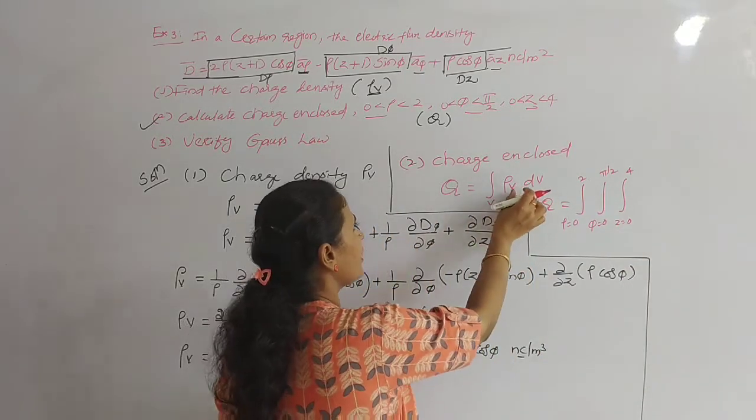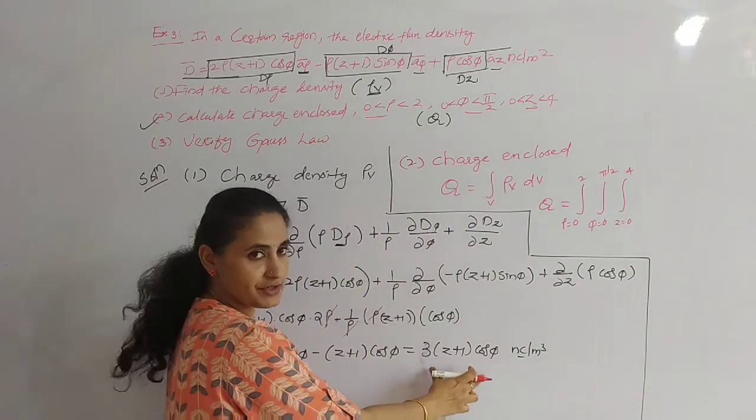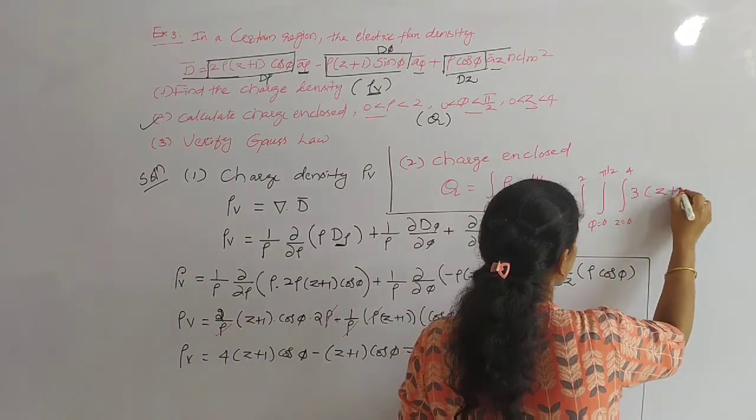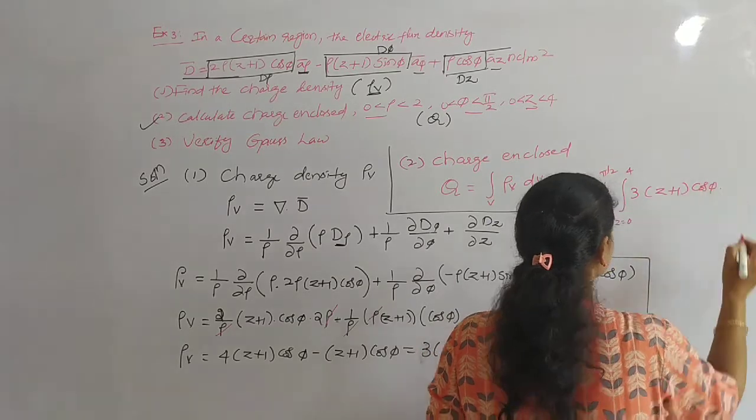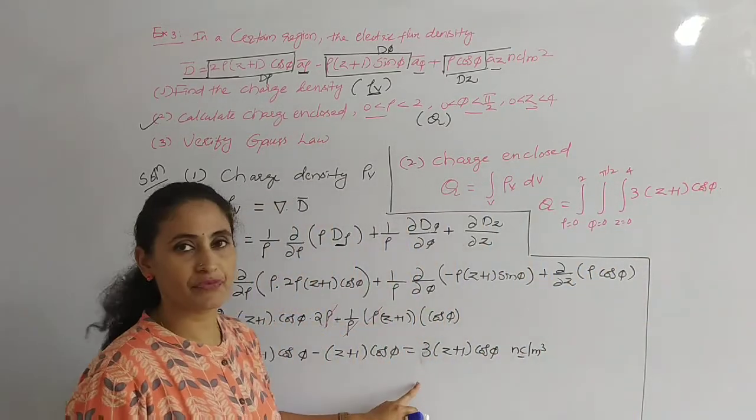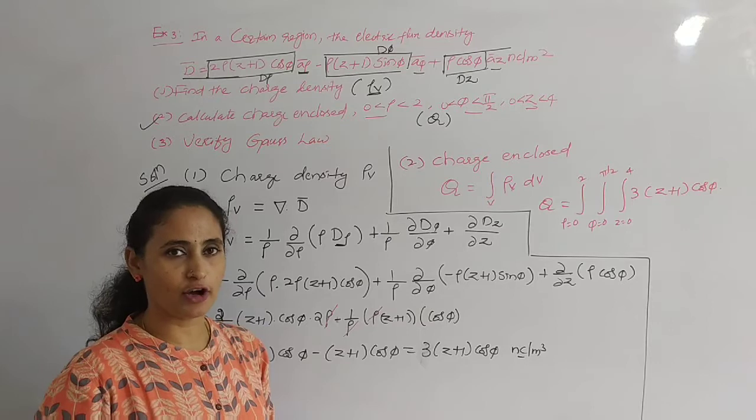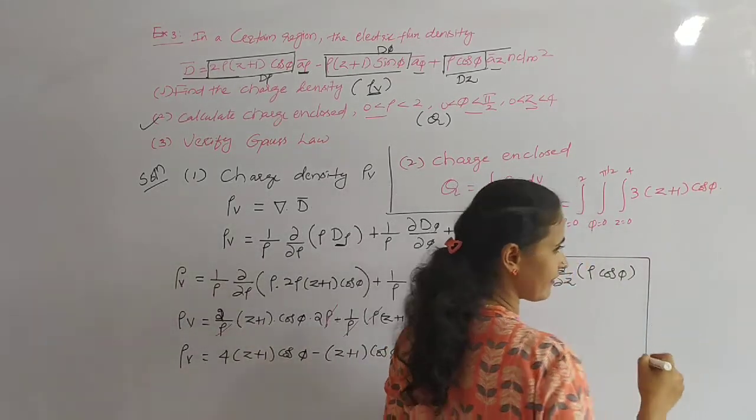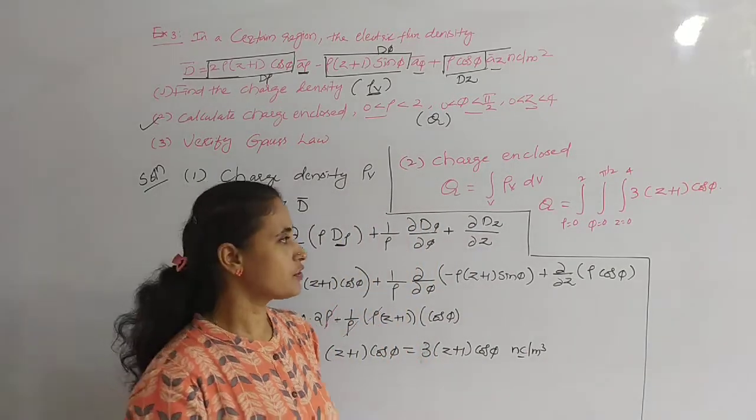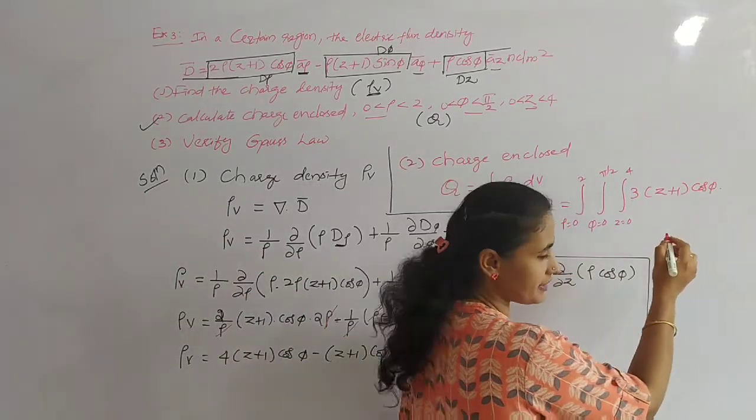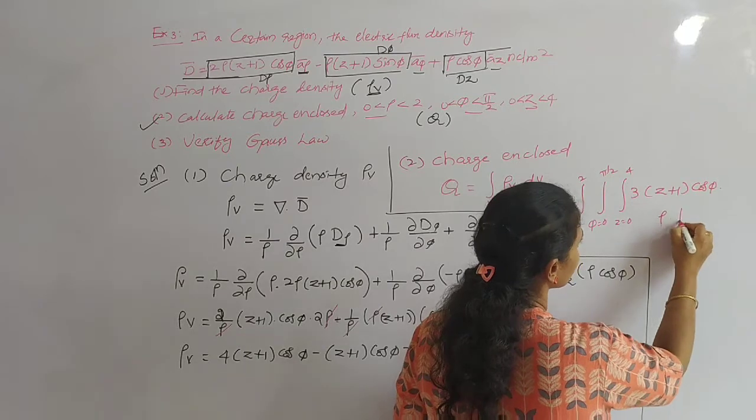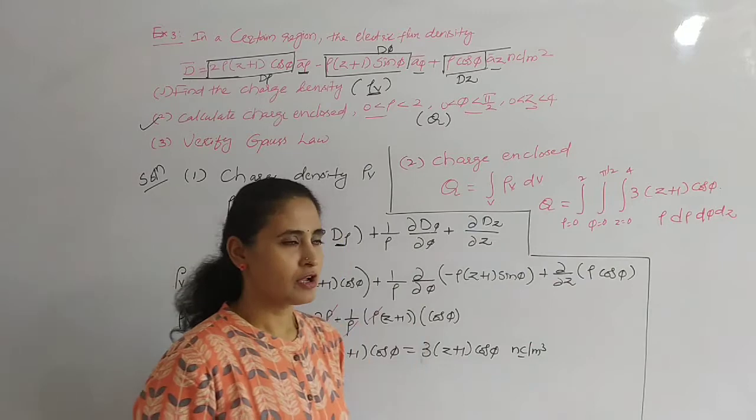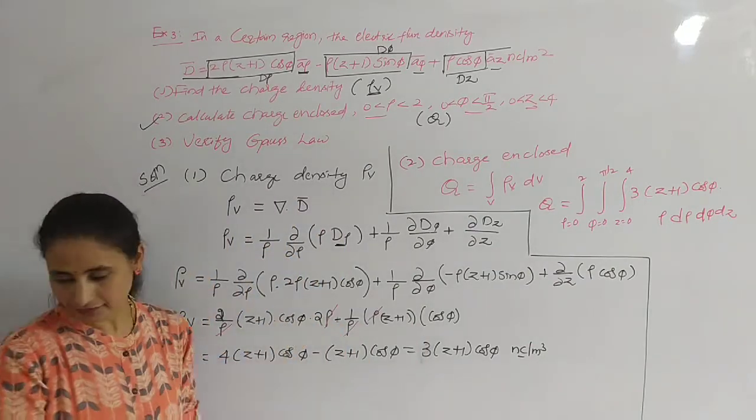Okay, rho v into dv. What is rho v? We just found that rho v is 3z plus 1 into cos phi. What is dv? Differential volume in the cylindrical coordinate system. In the last class, while we were summarizing the formulas, we saw that the differential volume in cylindrical is rho into d rho, d phi and dz.